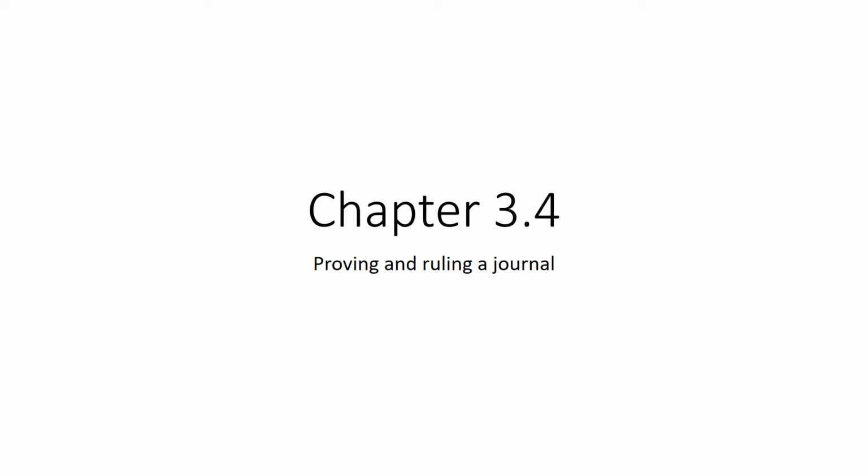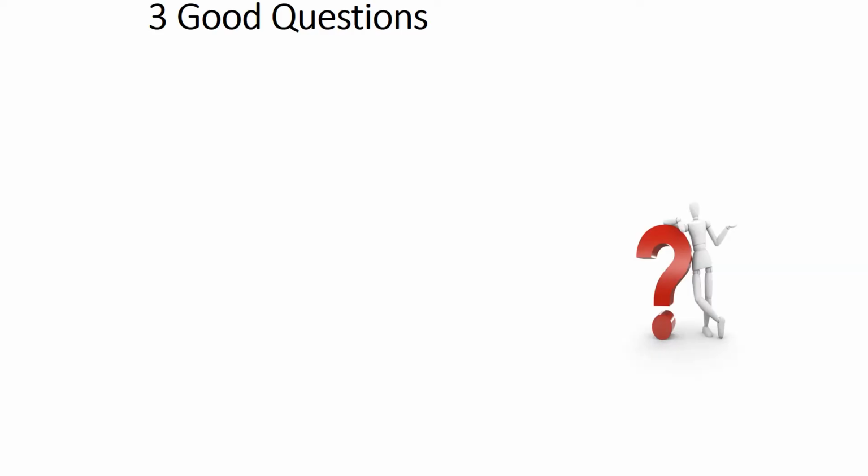Chapter 3.4, Proving and Ruling a Journal. As we come to the end of Chapter 3, we now need to what's called Proving and Ruling a Journal. Basically, this is a check and balance to make sure we've done everything correct in our previous transactions. So before we get going, three good questions there.